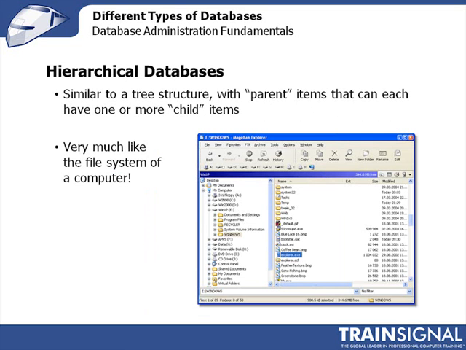The next type of database is a hierarchical database. This is a database that's similar to a tree structure, with parent items, each of which can contain one or more child items, which can contain more child items, and so forth. This is very much like the file system of a computer. In fact, this image from Windows Explorer shows that tree view. Over on the left-hand side of that image, you'll see how there are drives and folders, which have subfolders and files, and those subfolders have more subfolders and files, and so forth. So this creates a sort of a tree.